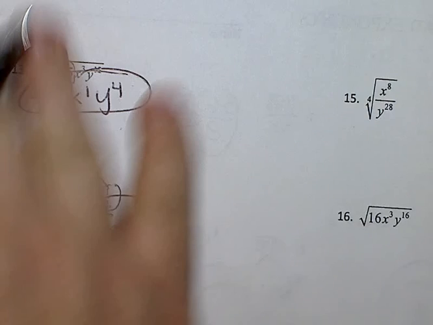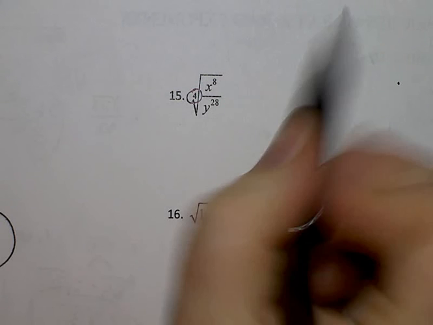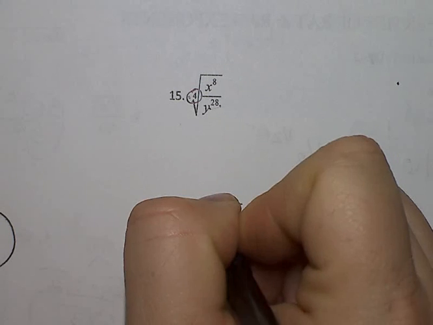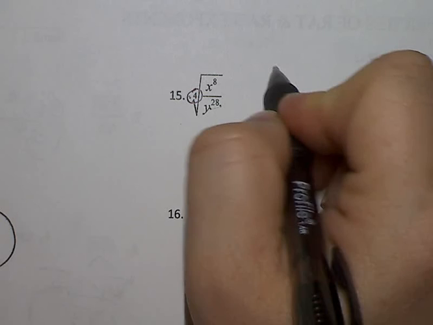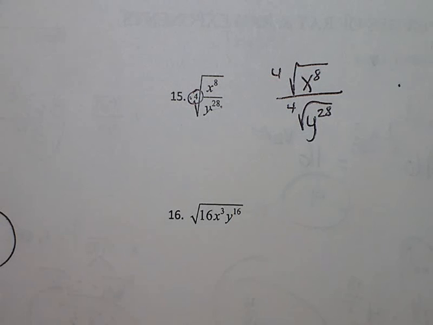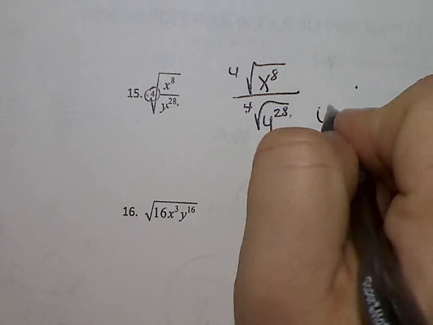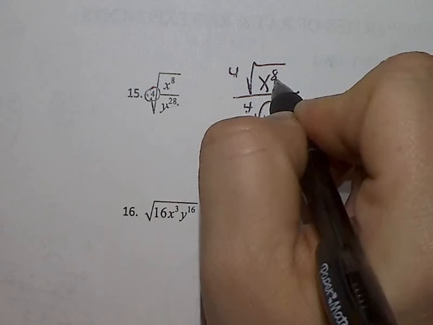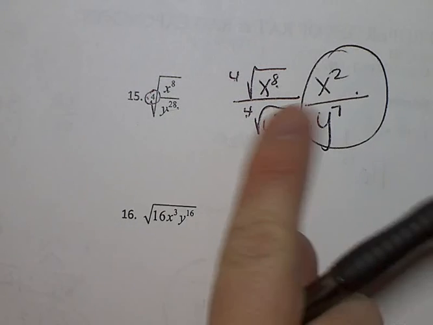Number 15. So in this problem, we're working with multiples of 4. 4, 8, 12, 16, 20, and so on. So is 28 a multiple of 4? Yeah. Makes life easy. So real quick, this is what it looks like right now. And the problem is you can't have a radical on the bottom. So we need to continue to simplify this. How many groups of 4 can you take out of 28? 7. How many groups of 4 can you take out of 8? Problem is done. As a reminder, one of the rules is you cannot have a radical in the denominator.